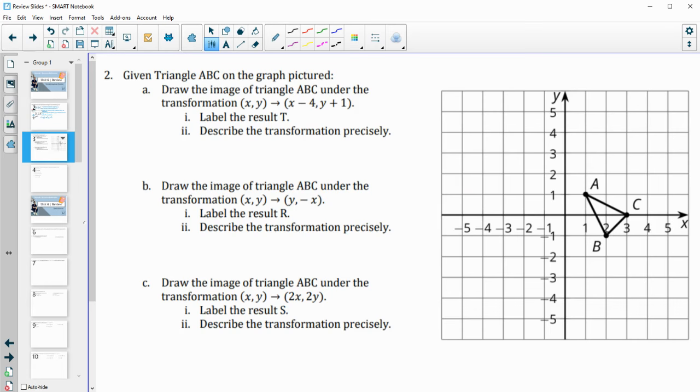Number 2, given triangle ABC on the graph pictured, draw the image of the triangle under this transformation. Label the result as T. So we want to go to the left 4. So we want to move in the x direction 4. And then we want to go plus 1, so up 1. So we want to move all these points 1, 2, 3, 4 to the left and up 1. So there's our new B prime. 1, 2, 3, 4 to the left and up 1. There's A prime. 1, 2, 3, 4 to the left and up 1. So there's C prime.